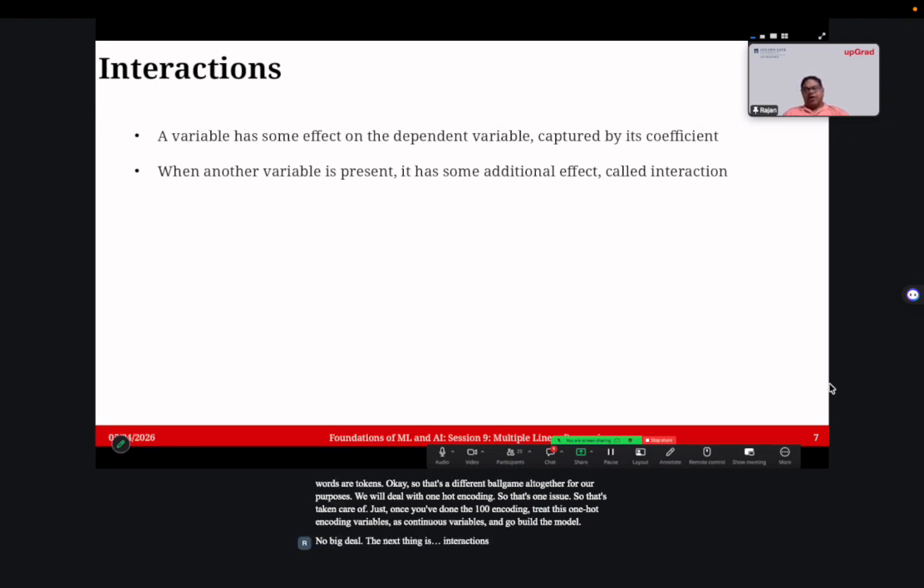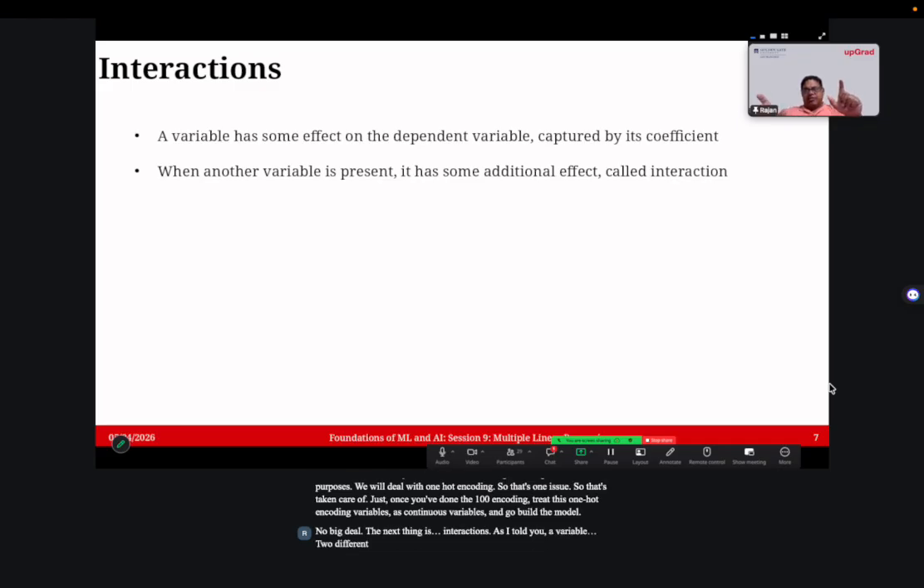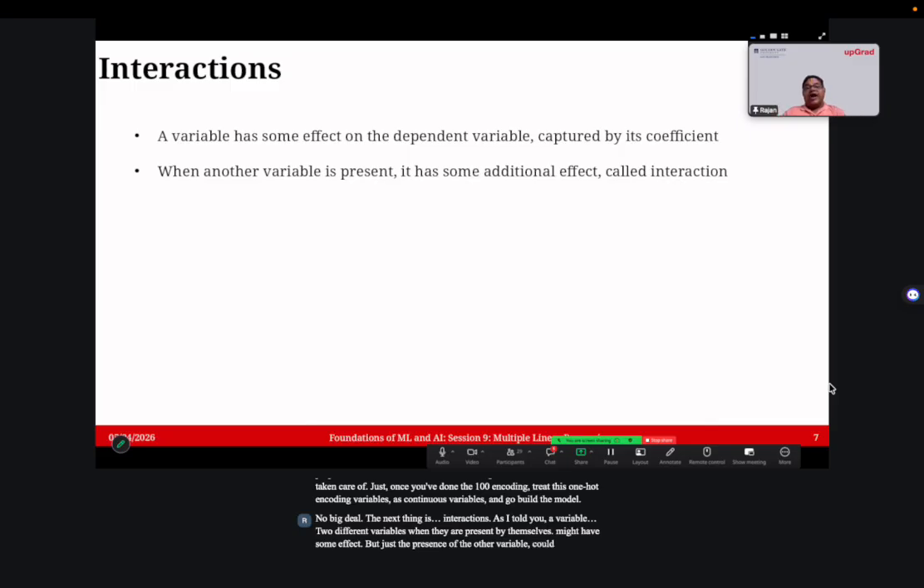As I told you, two different variables, when they are present by themselves, might have some effect. But just the presence of the other variable could bring additional effect.